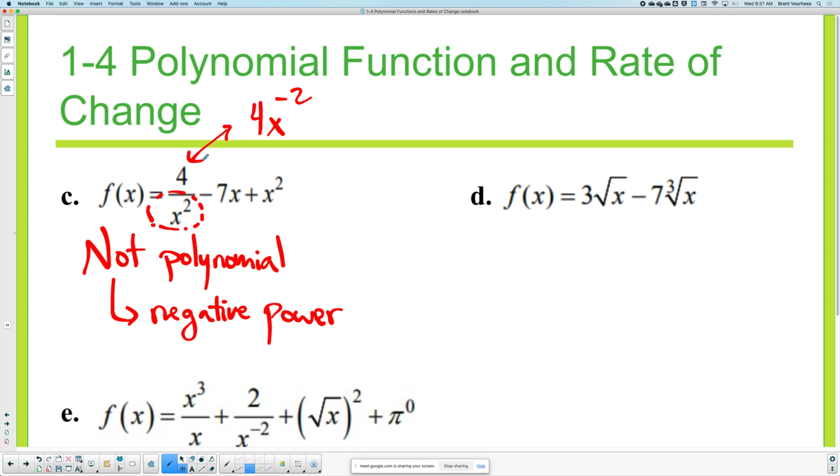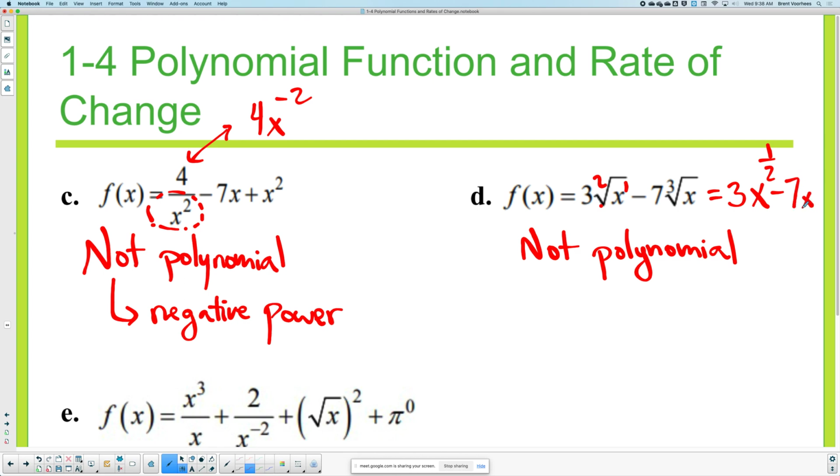All right, what about D? It is a polynomial. No. So what's it mean to be a root? That means you divide by the power. This cancels this symbol right here. What type of power? Squared. So I'm going to add in a little 2 here. That means you divide by the power 2. So another way of rewriting this is 3x to the 1/2 minus 7x to the 1/3. You got it. Well done.